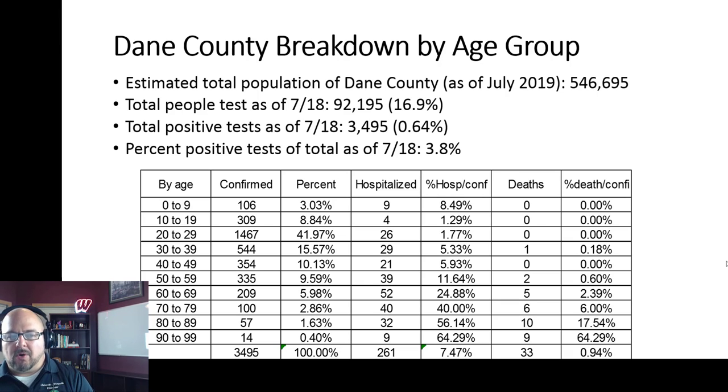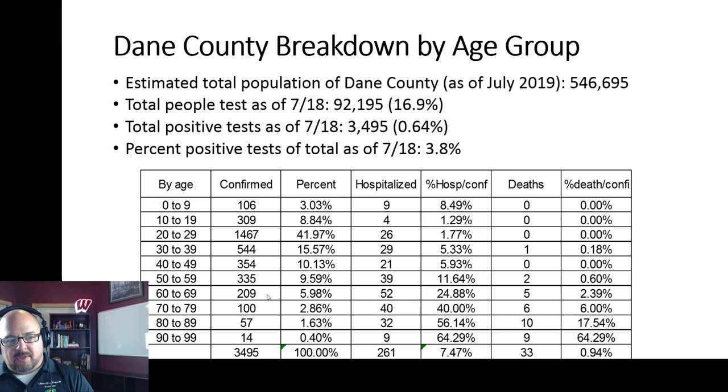At the bottom, I've got it broken down by age group. So I've got the confirmed or positive tests, who got hospitalized, and then who, by age, are the mortalities. And as you can see from the screen here, the age group of 20 to 29 accounts for almost 42% of all positive tests, yet only 1.8% of inpatients and no deaths. So that's a big number.